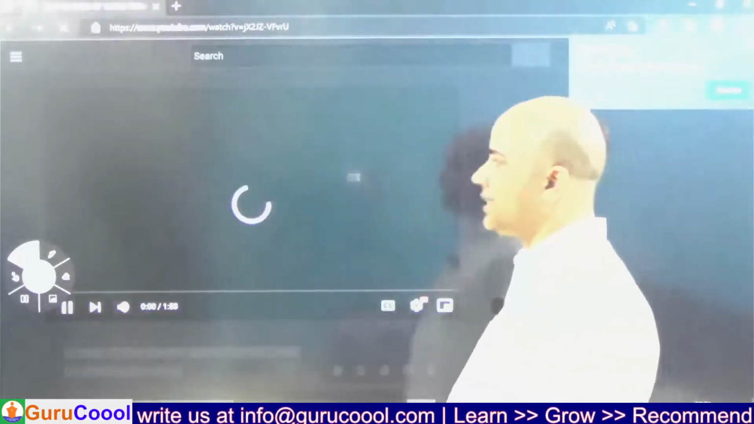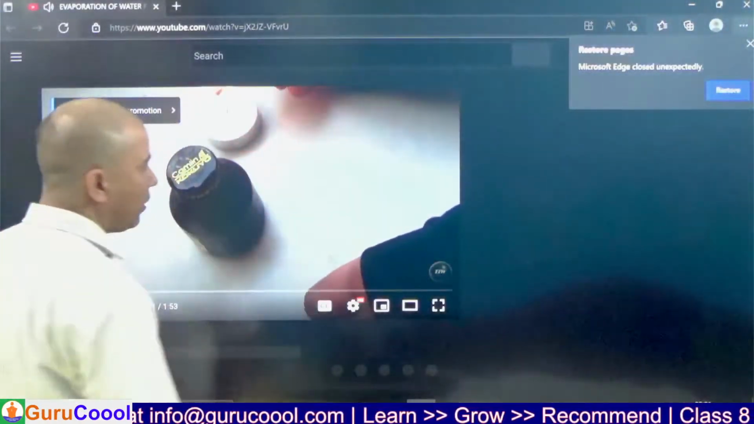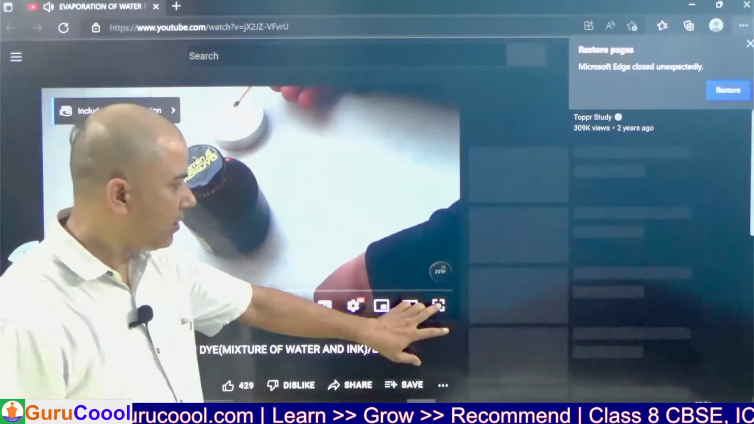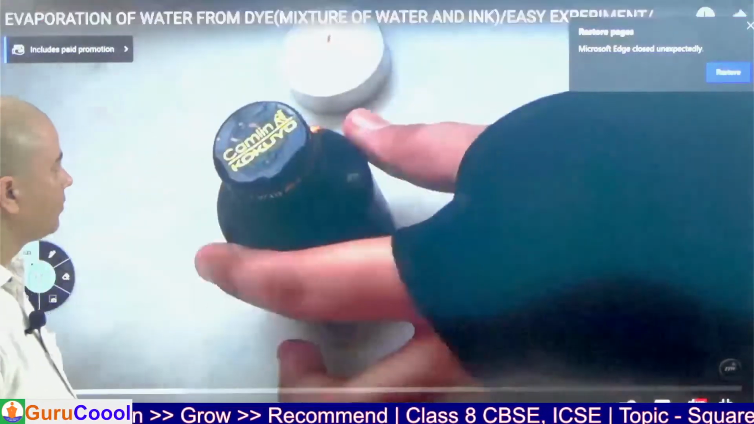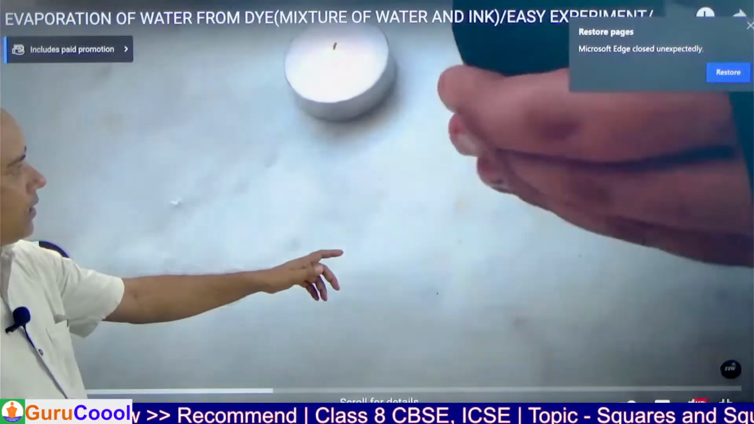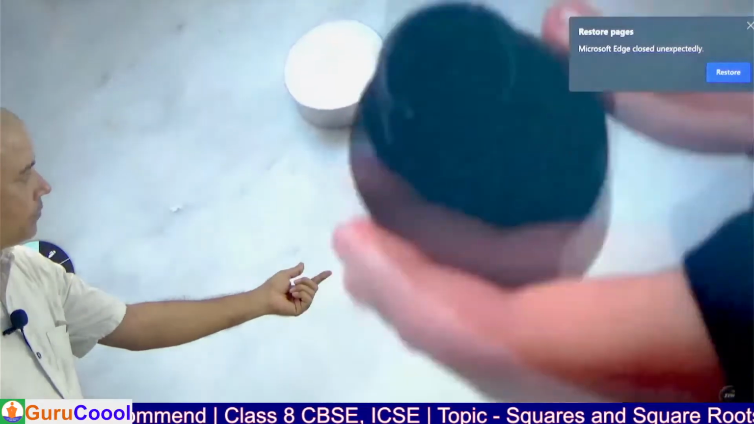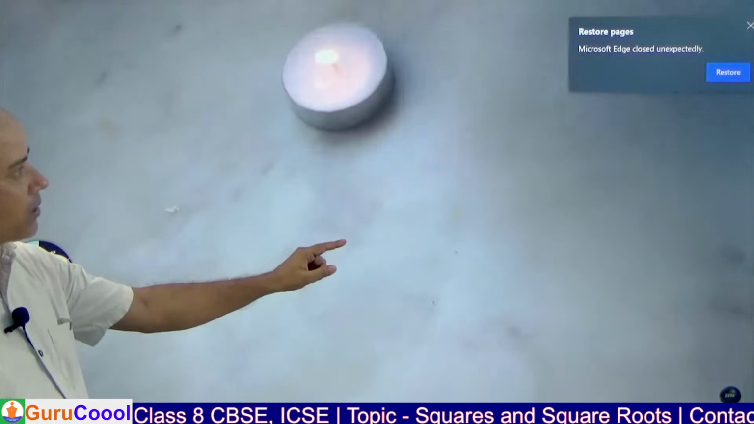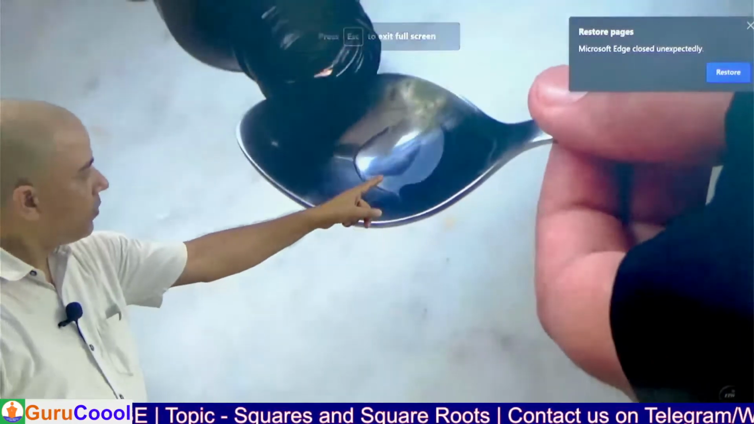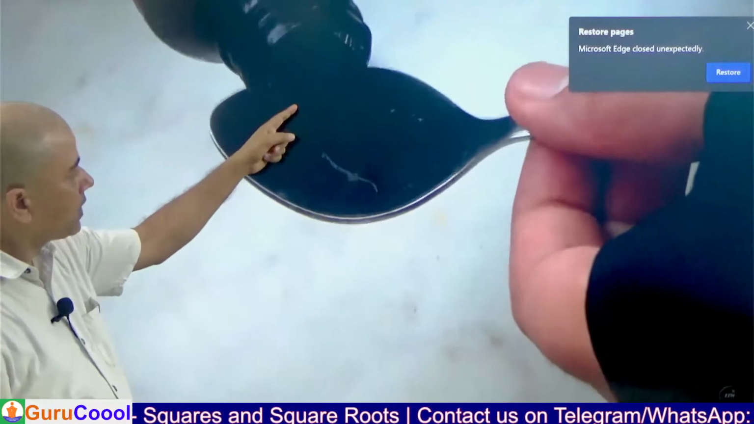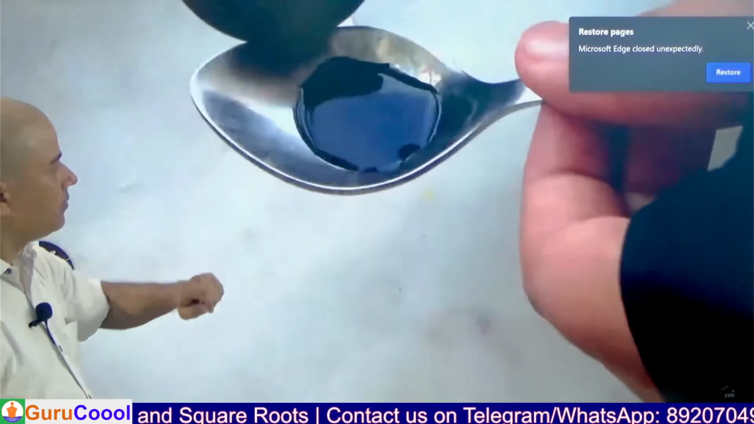Let us see how to separate dye from ink. The person has taken an ink bottle. He is going to mix that ink with water. Some amount of water is there, and some droplets of ink are mixed with that.